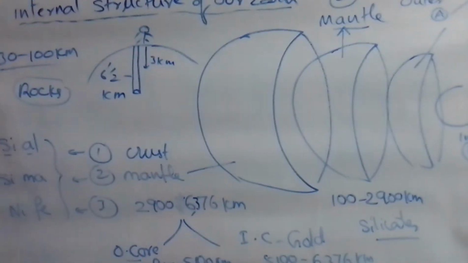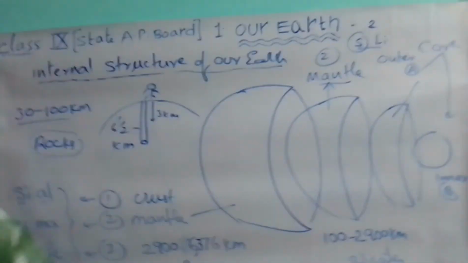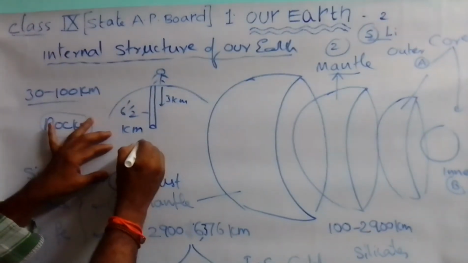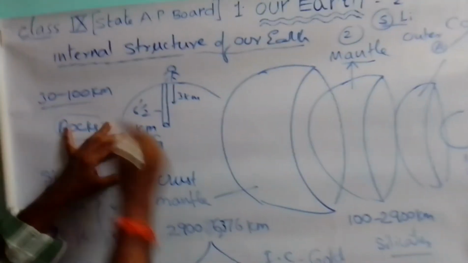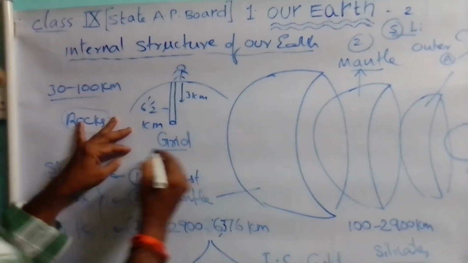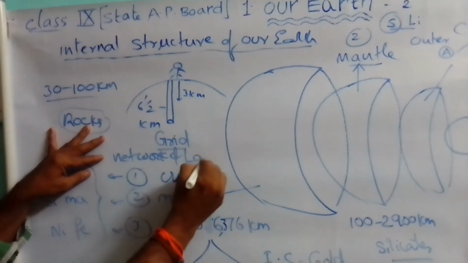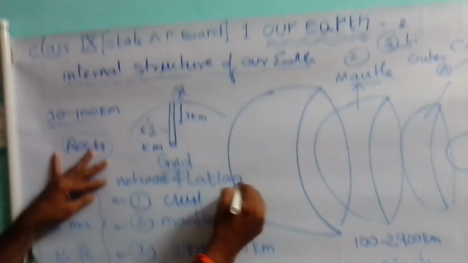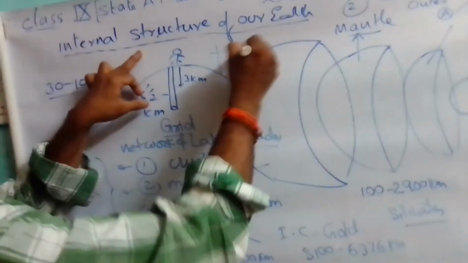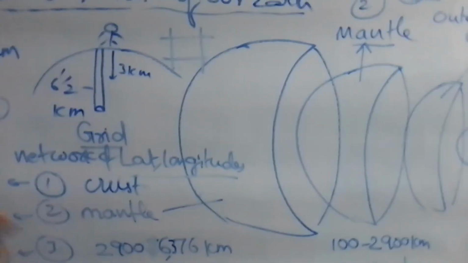And next, after the internal structure of the earth, we are going to learn about the grid system. In the grid system, already in the first lesson, in the first part, we told you about the grid. Grid means the network of latitudes and longitudes is called a grid. It means two longitudes and two latitudes, the part between the latitudes and longitudes is called a grid.